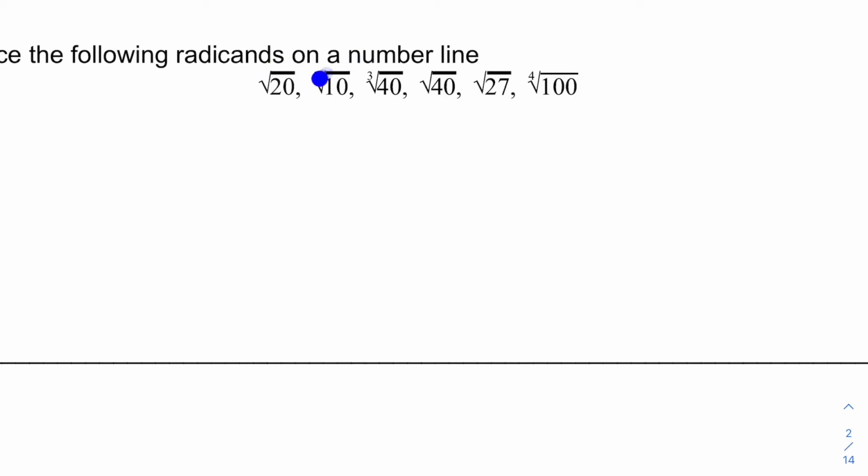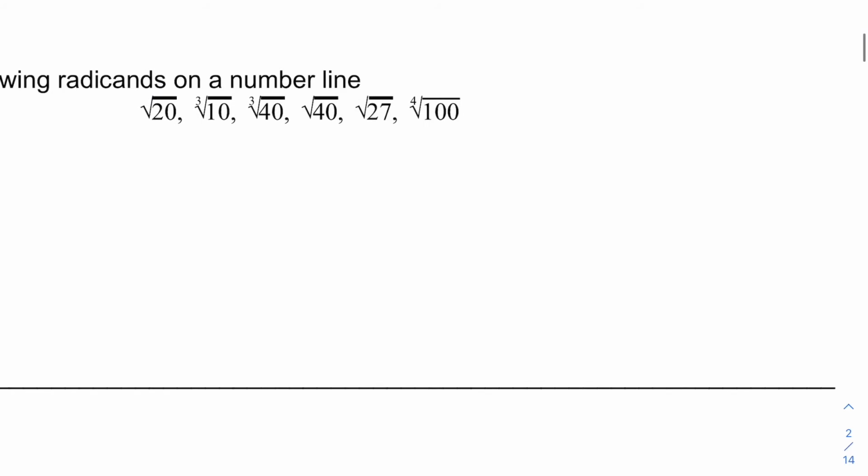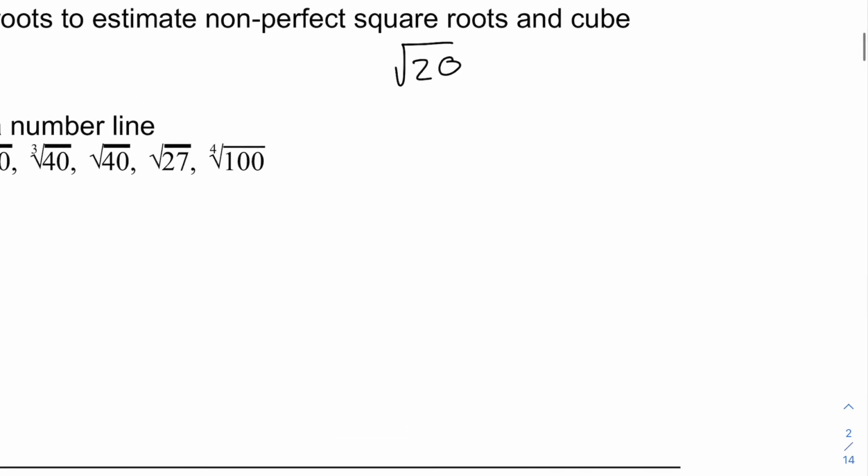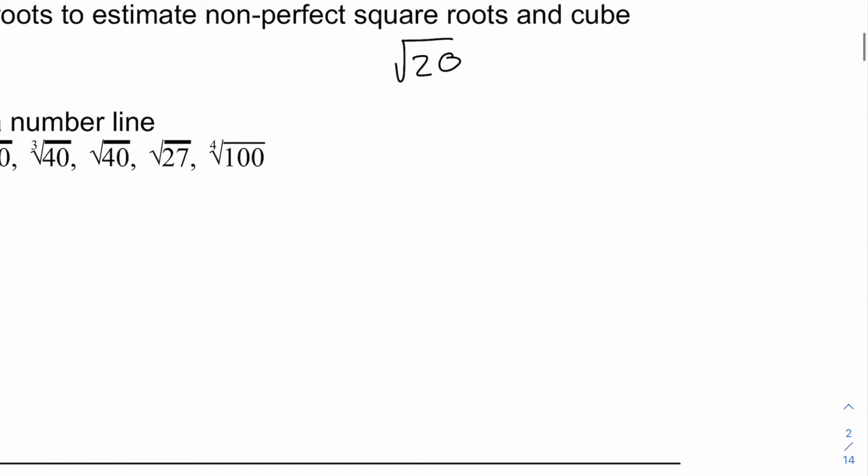Well, we have to know what the perfect cube or the perfect square is in order to determine this. So let's look at square root 20, for example. That definitely isn't a perfect square. But what I do know is what's the next perfect square next to this? So let's maybe list a few to begin with.